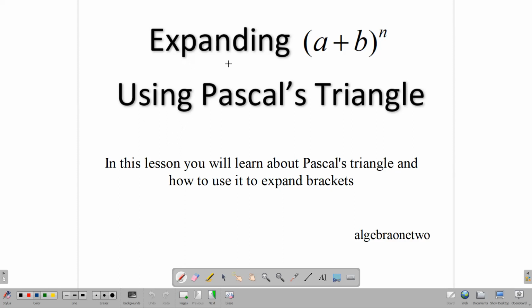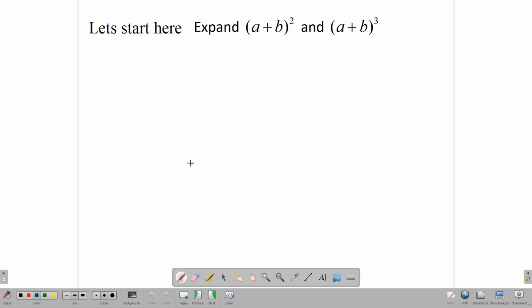In this lesson, we are looking at how to expand a plus b to the n using Pascal's triangle. And so, in this lesson, you're going to learn two things. One, you're going to learn about Pascal's triangle, and we are also going to learn how to use it to expand brackets. Before we get into Pascal's triangle, though, let's talk about how to expand a plus b squared and a plus b to the third power.